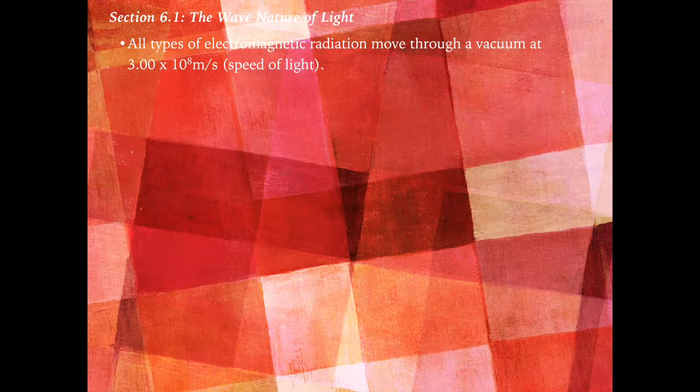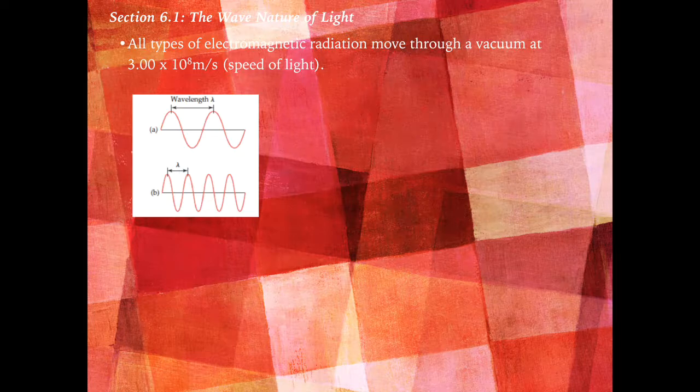So the next thing that we're going to be reviewing is the wave nature of light. Specifically, we're going to be talking about electromagnetic radiation. This is something that you should have gone over in first year chemistry, but just as a review, all electromagnetic radiation, whether it is radio waves, visible light, or gamma rays, are forms of electromagnetic radiation, and they all move through a vacuum at the same speed, which is 3.00 times 10 to the 8th meters per second, and that is the speed of light.